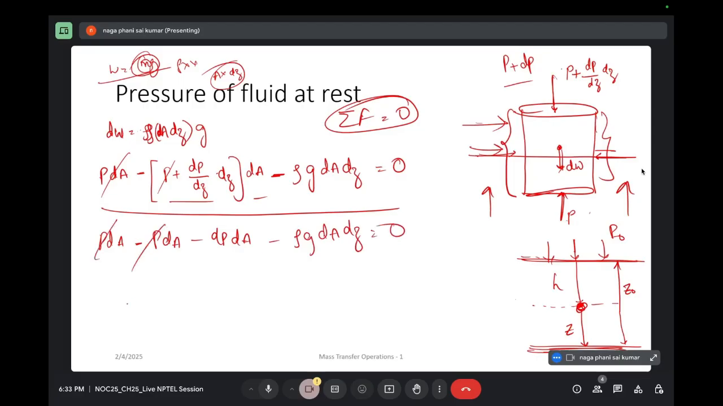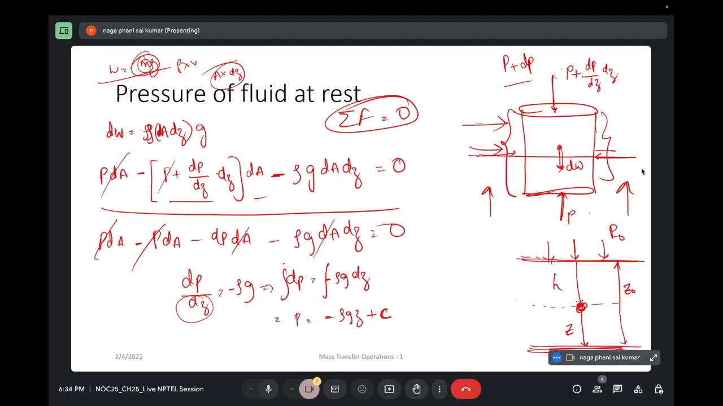So now this gets cancelled out, and we are left with dP by dz is equal to rho into g minus rho into g. So I'll take this to the other side. That will be dP is equal to minus rho g into dz. So I'll integrate this. If you integrate this, we'll be getting P is equal to minus rho g z plus c, where c is the integration constant.